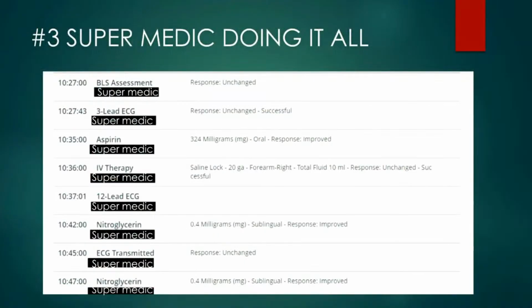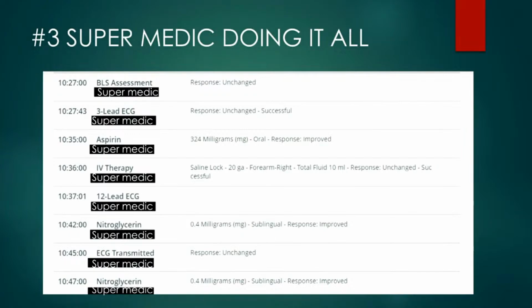So to back up and reinforce your initial point, it's to use unable to obtain specifically for when there's a barrier between you and the patient. Yeah, that's the biggest reason for using unable to be obtained. Very good. Autistic patient, patient's combative, patient is refusing. All right, number 3, the super medic doing it all.